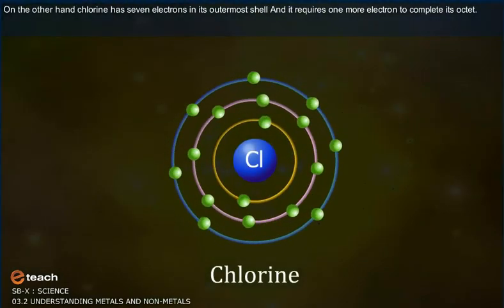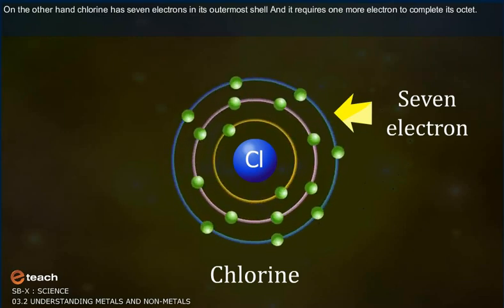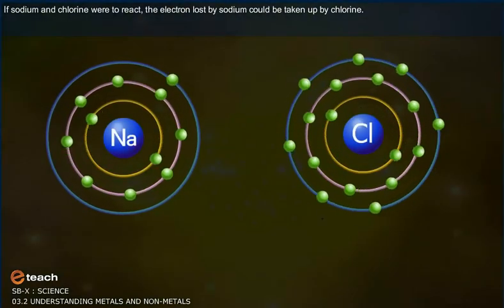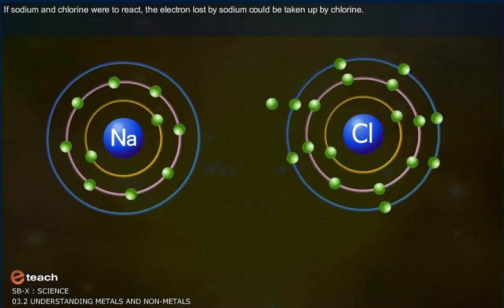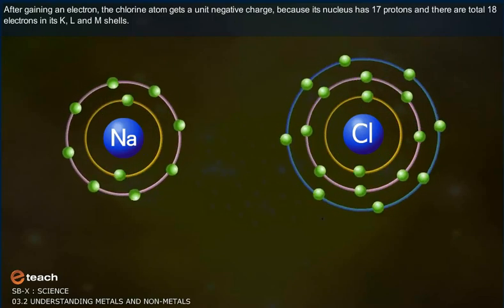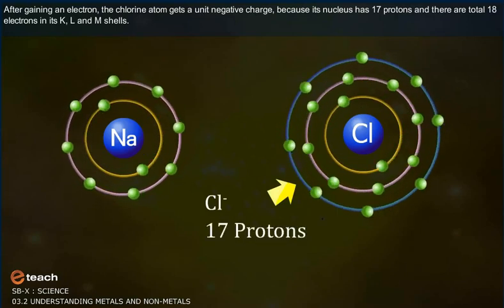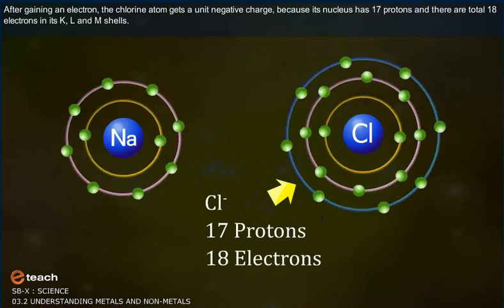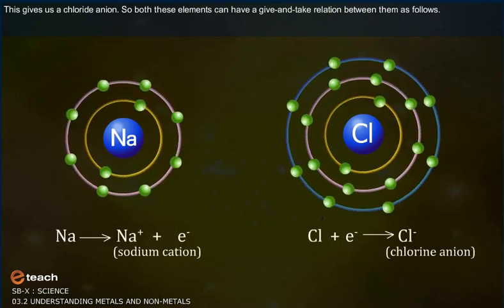On the other hand, chlorine has 7 electrons in its outermost shell, and it requires one more electron to complete its octet. If sodium and chlorine were to react, the electron lost by sodium could be taken up by chlorine. After gaining an electron, the chlorine atom gets a unit negative charge because its nucleus has 17 protons and there are 18 electrons in its K, L, and M shells. This gives us a chlorine anion, Cl-.